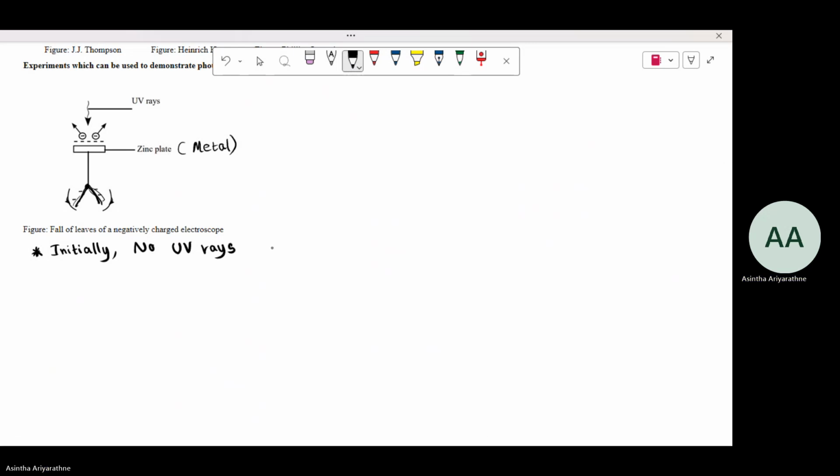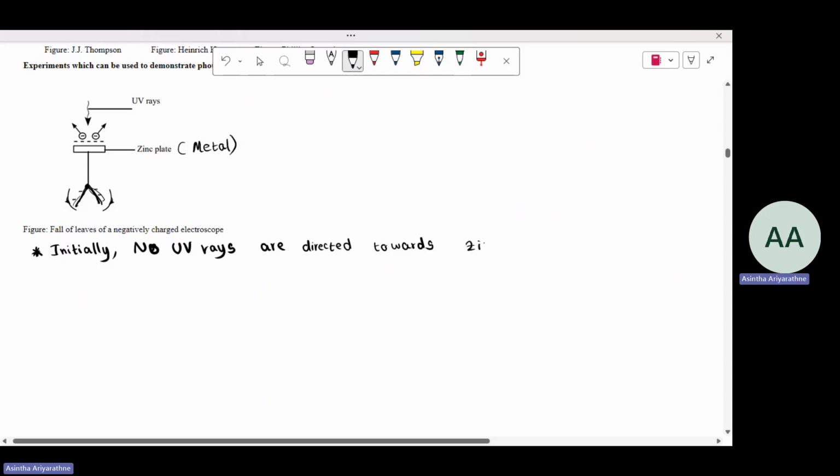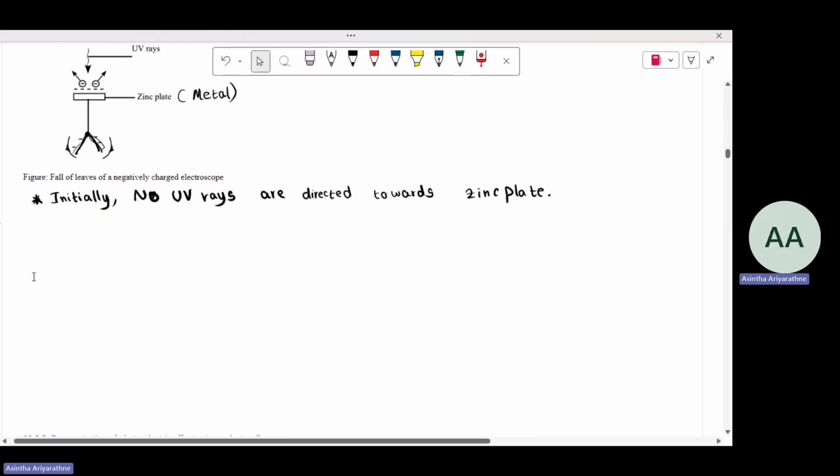Initially no UV rays are directed towards the zinc plate, and the leaves are negatively charged, so they are diverged from each other.